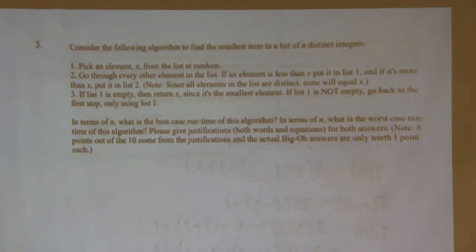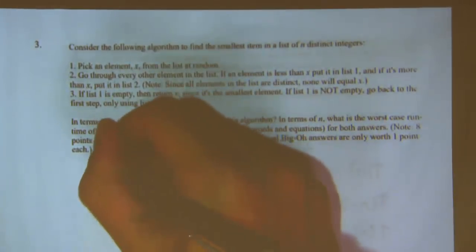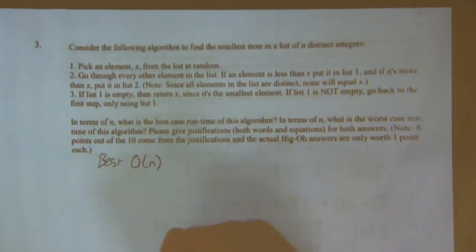N squared if it has to run through the first time, if it's all list one and it has to do it again back to the list. Yeah, it just keeps doing that, right? That would give us an n squared runtime. The best case would be order n, because if you just do it once, it's still n, and that's it. Done. Okay, so our best case is going to be order n for this, and our worst case is going to be order n squared.